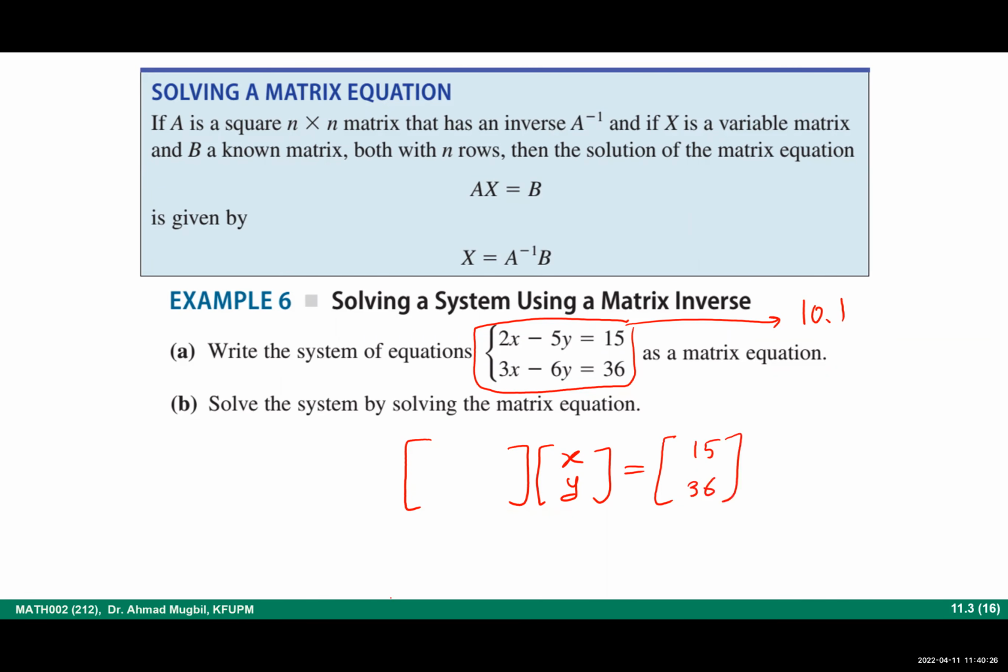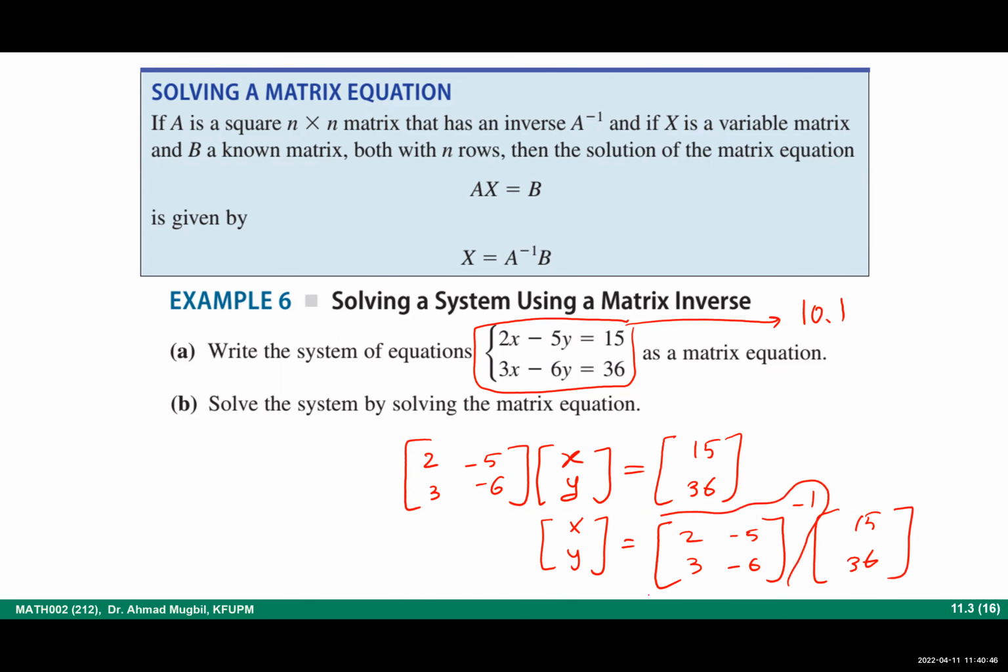Here we are. Now, what are the coefficients? 2, 3, -5, -6. To solve this, the solution will equal the inverse of this matrix, 2, -5, 3, -6, multiplied by 15, 36. So it is all about the inverse of the matrix. How to find the inverse of this matrix? It is 2 by 2, easy to find. I showed you how to find the inverse of a 2 by 2 matrix.